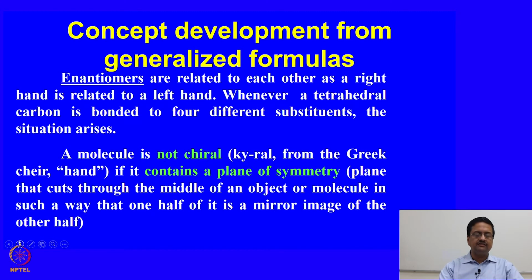So we defined enantiomers as being related to each other as a right hand is related to a left hand. Whenever a tetrahedral carbon is bonded to four different substituents, the situation arises. A molecule is not chiral if it contains a plane of symmetry, which is very important. A plane of symmetry cuts through the molecule into two parts, and those two parts are mirror images of each other. As a result, that molecule cannot be a chiral molecule.